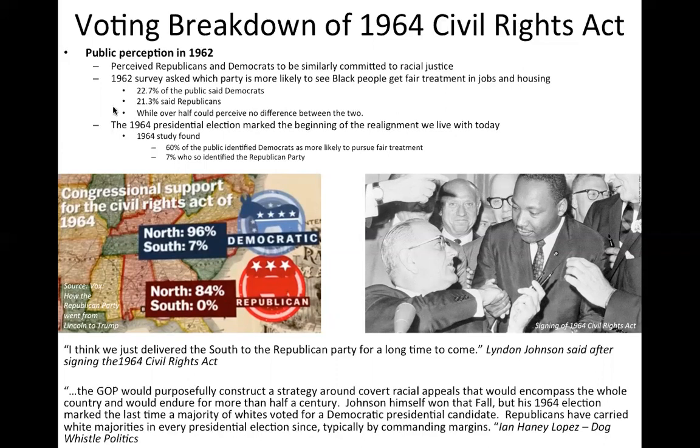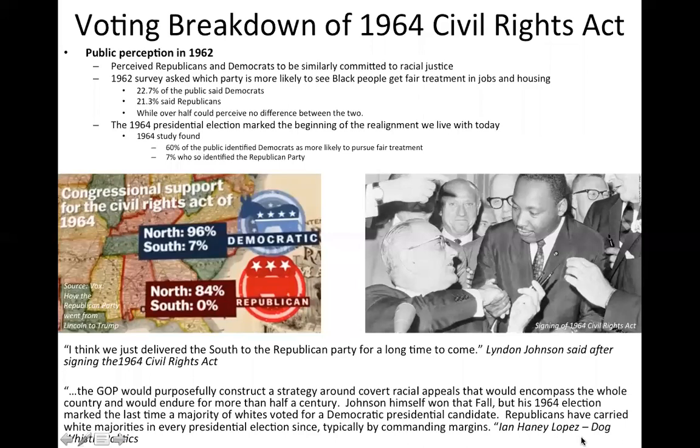Immediately after that, we start seeing surveys where most of the public identify the Democrats as the pro-Black and pro-civil rights party. But at the same time, everyone that either opposed civil rights or feared civil rights started shifting to the Republican Party. Lyndon Johnson said, right after he signed this, "I think we just delivered the South to the Republican Party for a long time." And that's basically what happened.